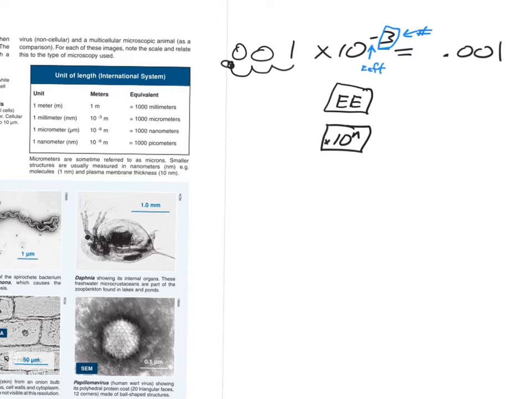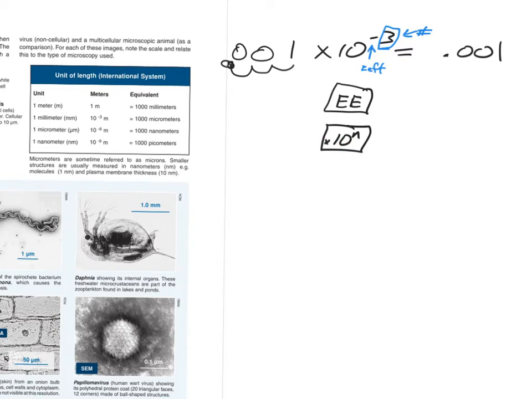Please don't put 1 times. Just listen. 1EE negative 3. Can you do that? You got it? All right. It's a 1. You're changing the 1. You're not changing the 10. That's what I'm trying to tell you. Just use EE. That's why I tell you don't use 10 to the negative 3. Use EE or this symbol.